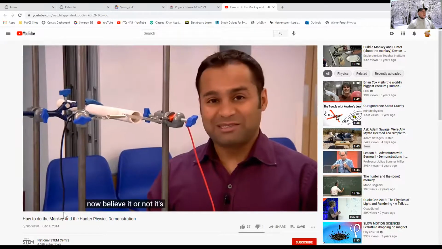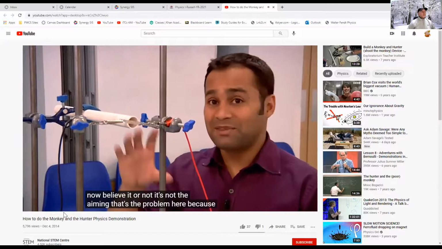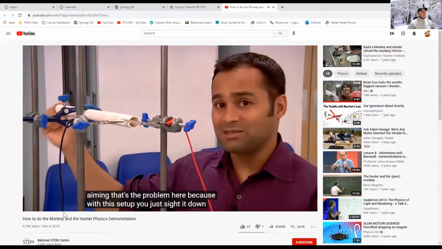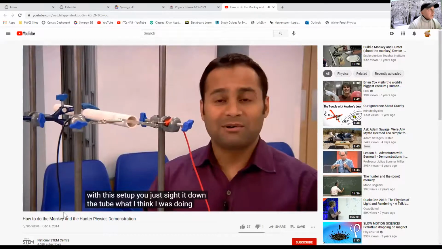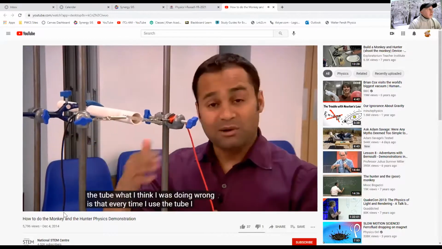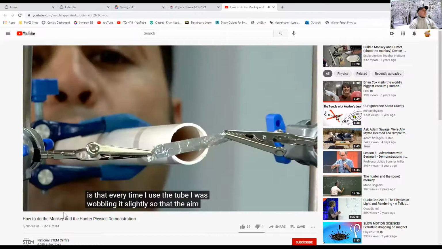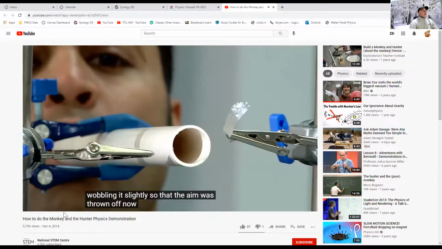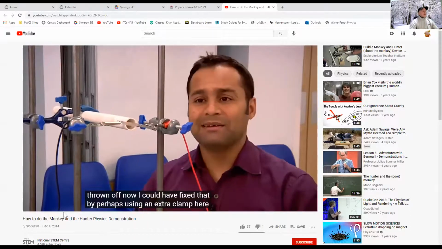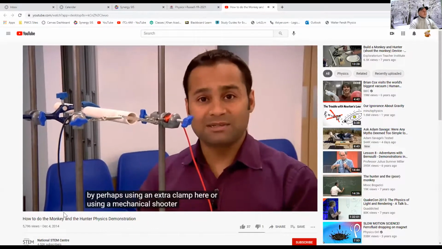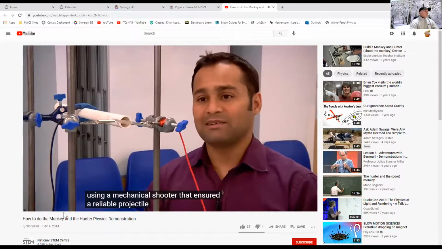Now, believe it or not, it's not the aiming that's the problem here, because with this setup, you just sight it down the tube. Right, so see how he's aimed right at the monkey. What I think I was doing wrong is that every time I used the tube, I was wobbling it slightly so that the aim was thrown off. Now, I could have fixed that by perhaps using an extra clamp here. That would have been a good idea. Or using a mechanical shooter that ensured a reliable projectile every time.